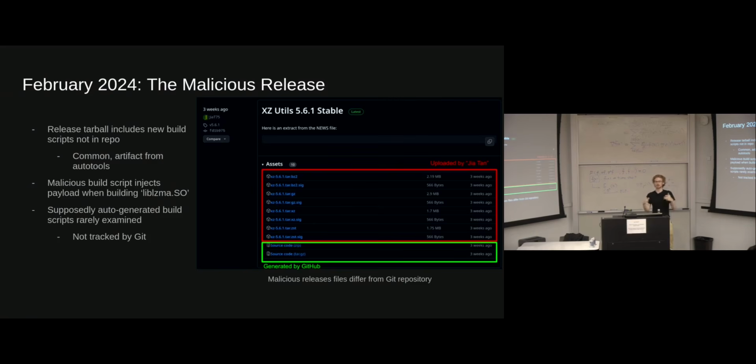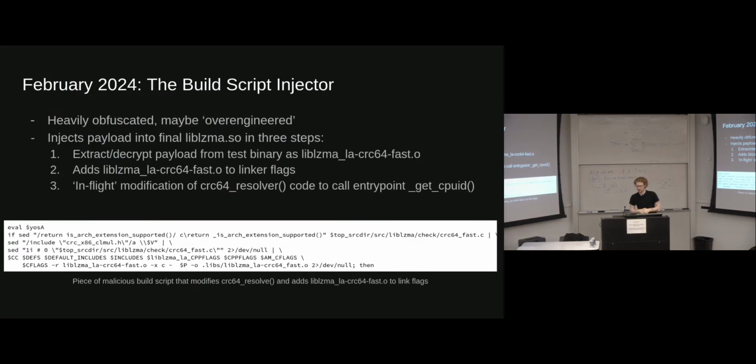And so that's kind of the gap that the attackers use to insert a malicious build script that actually does this process of injecting. So when this project is cloned and the release is downloaded, and the project is built with the build scripts included in the project, which is how projects are usually built, it'll actually run this malicious build script, which is not included in the GitHub repository, but is included in the release tarball, the compressed release source code. If you run that build script, it'll do this process of extracting the payload from the test binary and writing it to disk as just an ELF object file, adding that object file to the linker flags while lib_lzma_so, this final shared object, is getting compiled.